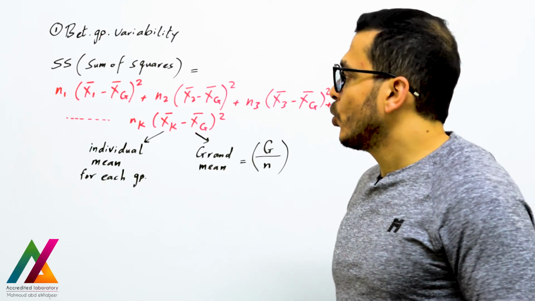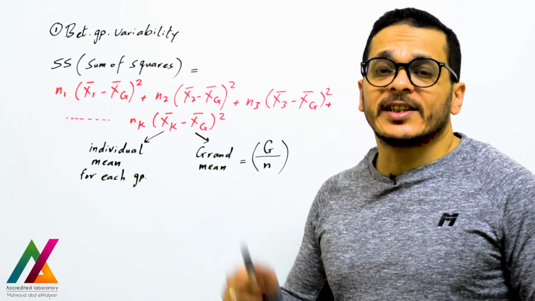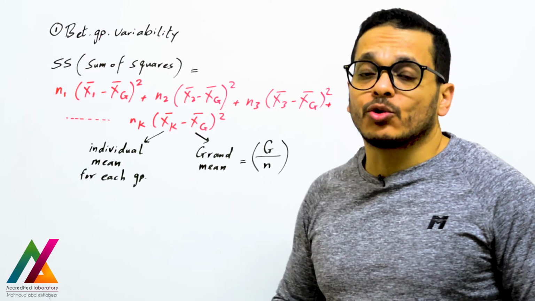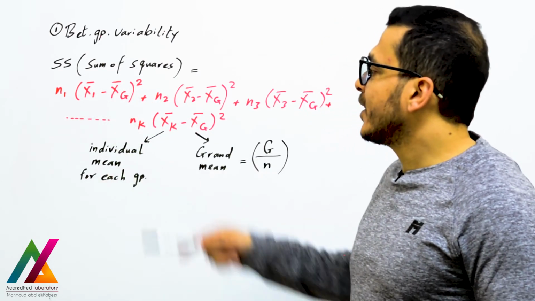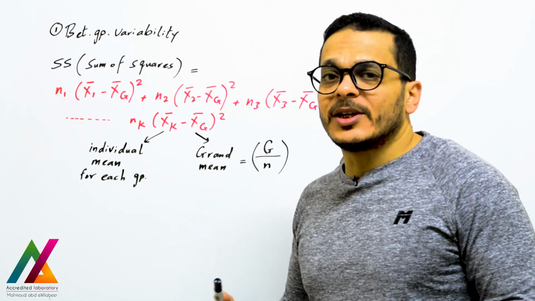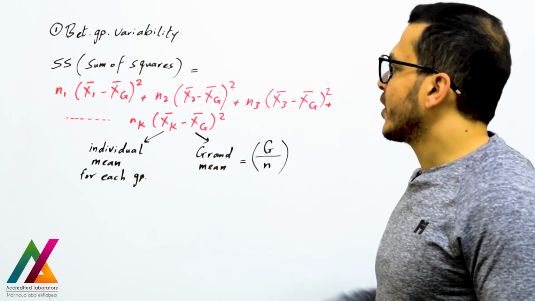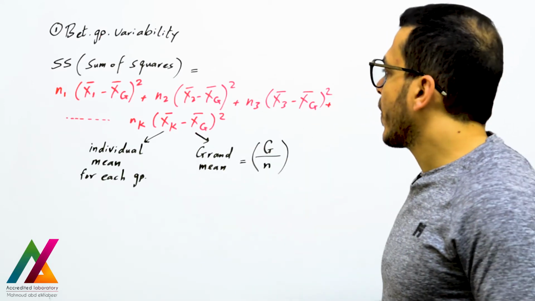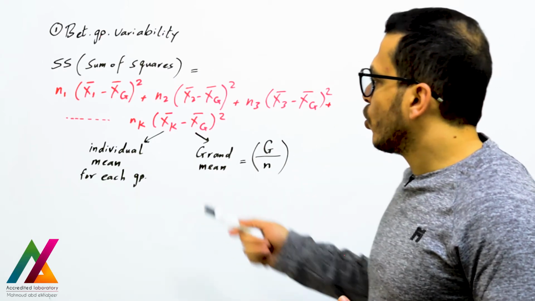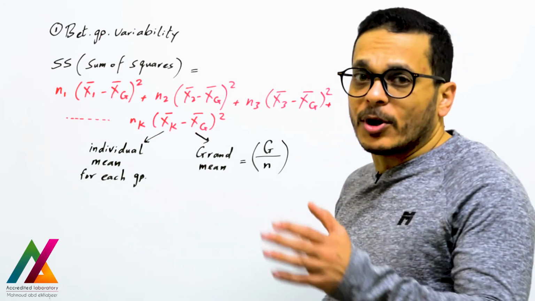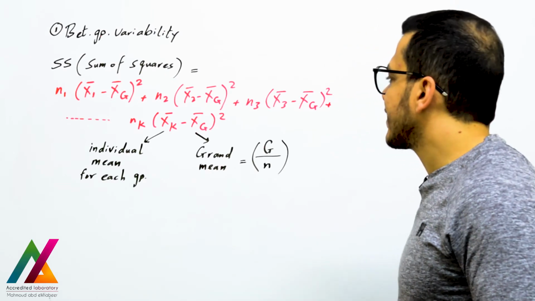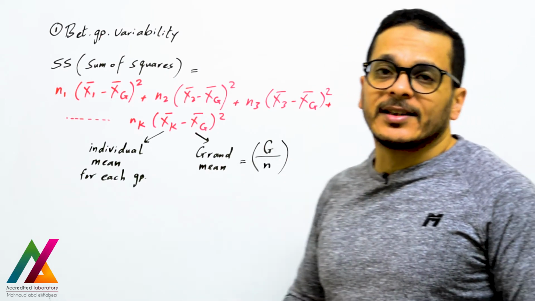To calculate the source of variation between group variability, first you will calculate the sum of squares between groups, which is equal to n1, number of readings for group 1, multiplied by the average or individual mean for each group, the average of group 1 minus the grand mean. Average for each group and the grand mean calculated in the first table, square, plus n2, number of readings in group 2, multiplied by the average for group 2 minus grand mean, square, and so on. So it will be calculated as n, number of readings, multiplied by the individual mean for each group minus the grand mean that was calculated in the first table.